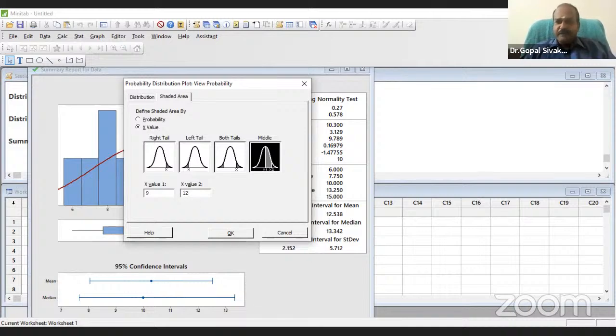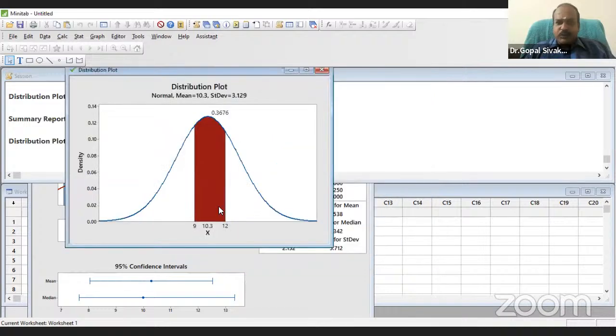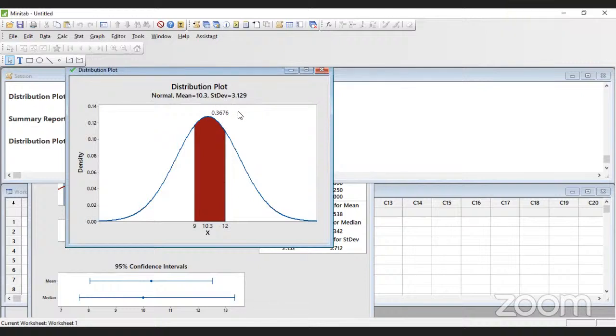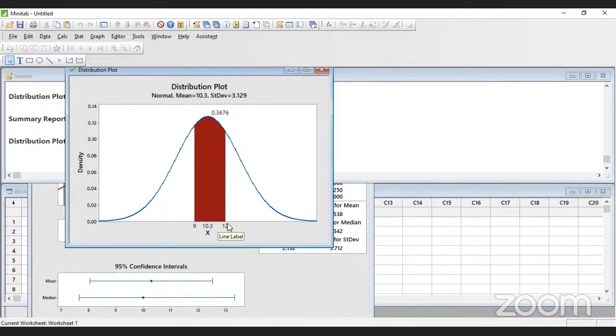Shaded area. What is the probability of my child to score between 9 mark and 12 mark? Shall we find out? What is the probability for your child to score between 9 and 12 in the upcoming exam? 36%. Only 36% chance is there for your child to score between 9 and 12. Do you get some information about your child's performance now? Yes, sir.